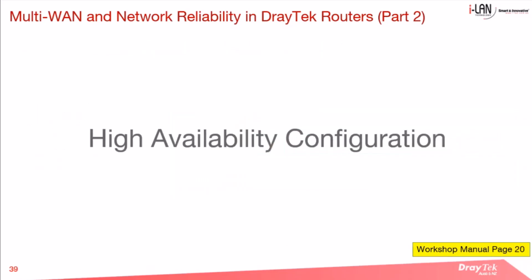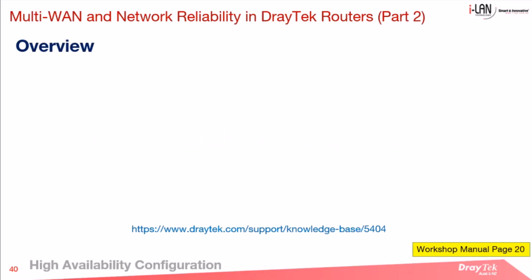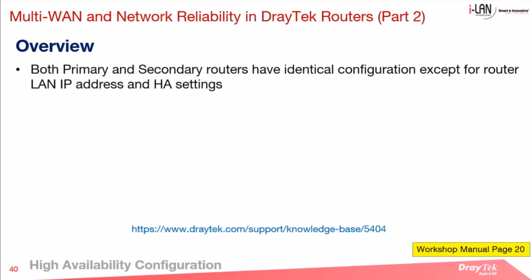Okay, now we'll discuss high availability configuration. I will explain to you how to set it up step by step. Okay, here is the outline of the steps to configure high availability. Please note that the primary and the secondary router will have almost identical configurations except for the LAN IP address of the routers and the high availability settings, which must be set up differently.